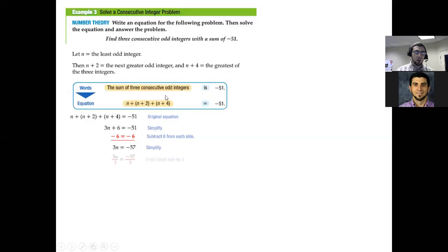Divide both sides by 3, and you get n equals -19. Remember, a negative divided by a positive is always a negative. Doesn't matter which one's bigger or smaller. Okay, now we're not done, okay?